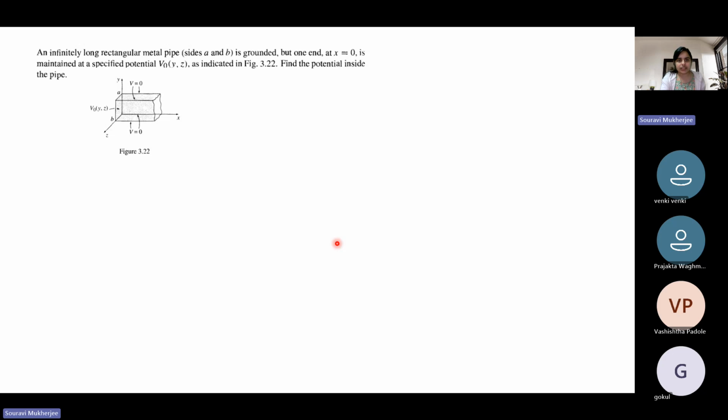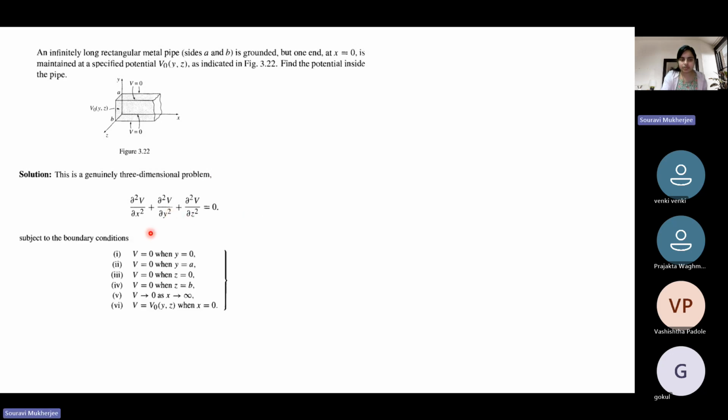Now, there can also be conditions like this, where this is another kind of boundary condition. And then you have to find the potential inside the pipe. Now here, as you can see, you have a relation along x, along y, and along z, right? So it becomes a three-dimensional problem. Okay. So again, how do you do it? These are your boundary conditions as given in the question. So whenever you have to solve this kind of problem, try to see what is the dimension that is involved in the question and try to jot down the boundary conditions that are given.